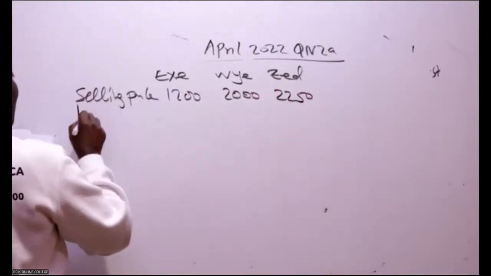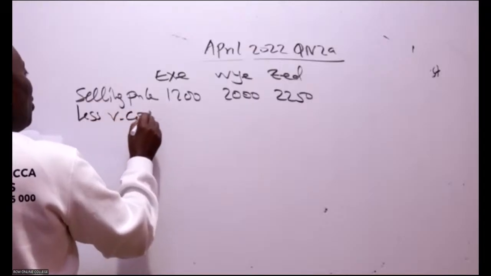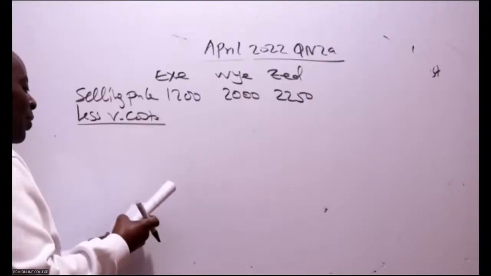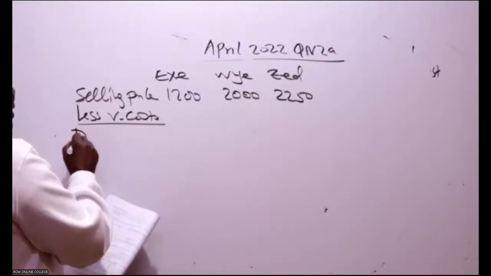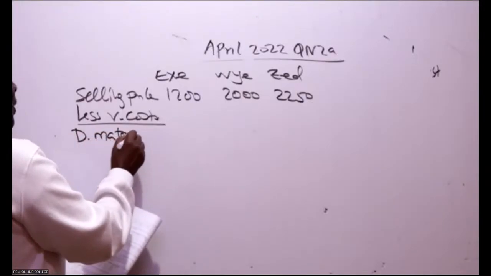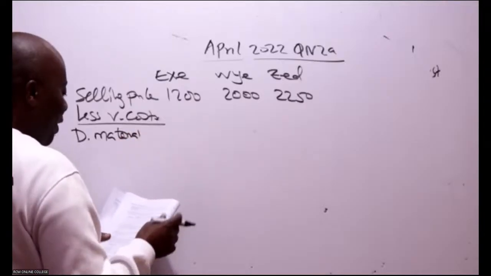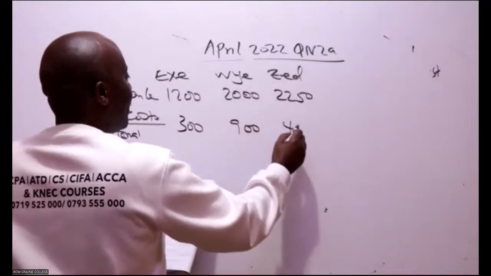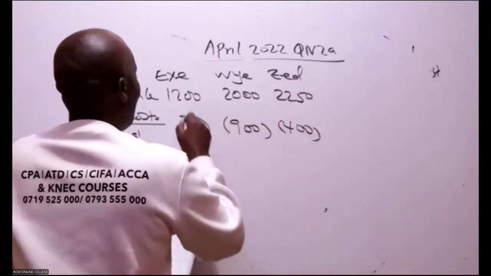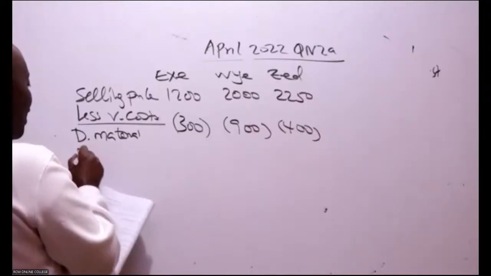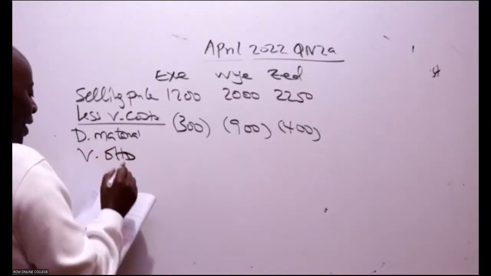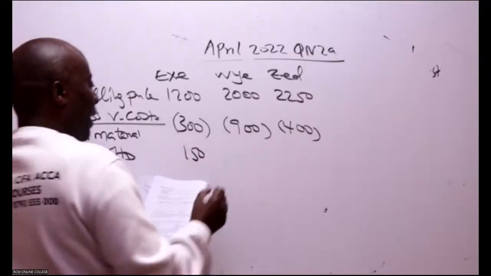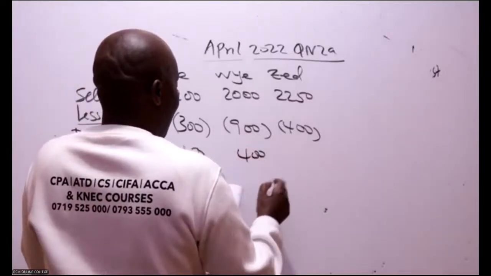Then we less variable cost, and I can enumerate them. The first variable cost there is called direct material cost. So direct materials, I can see 300, 900, 400. Great. From there, I have variable overheads. Variable overheads, I can see 150, 400, 450.